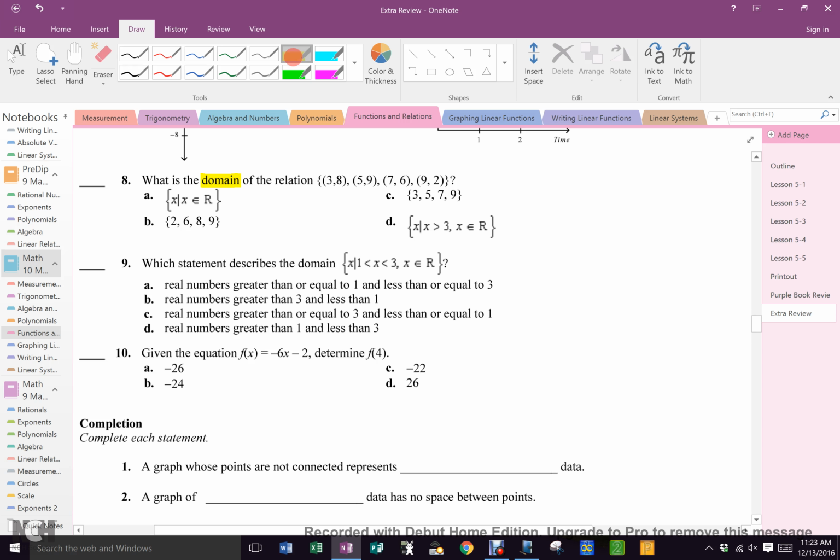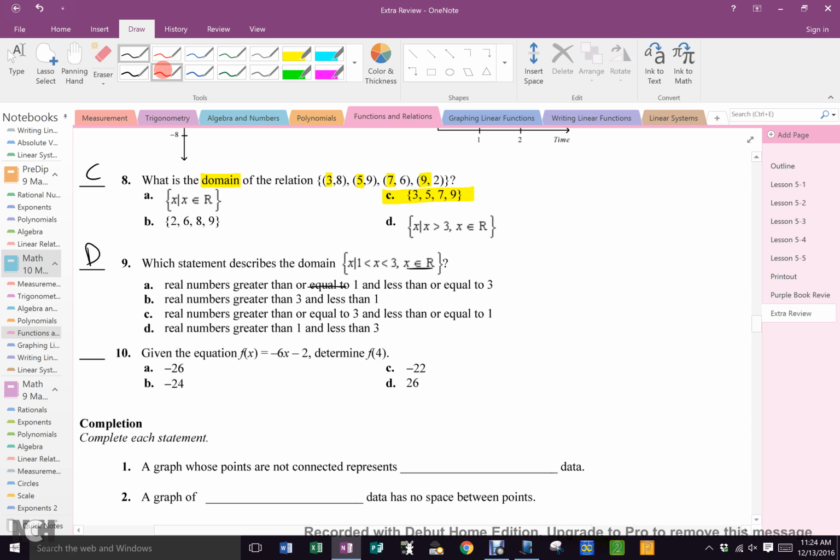Sorry about that. Domain is only x's. 3, 5, 7, 9. There you go. C. What statement describes this domain? So the x's are 1 to 3, but it's all of them. So I need the real numbers greater than, not equal to, because there's no equal sign there. So I need greater than 1 and less than 3, which is D.